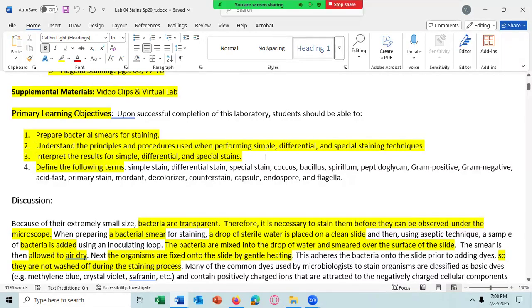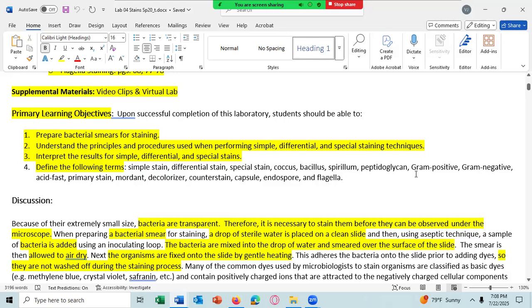So understand the principles and procedures used when you're doing, like a simple stain, all you're doing is you make a bacterial smear, that's before the staining, and then you just apply one stain, and that's the simple stain. And then 3, interpret the results for a simple stain, a differential stain, a special stain, and then be able to define the following terms right here. Obviously, the simple stain, the differential stain, a special stain, coccus, bacillus, a spirillum.